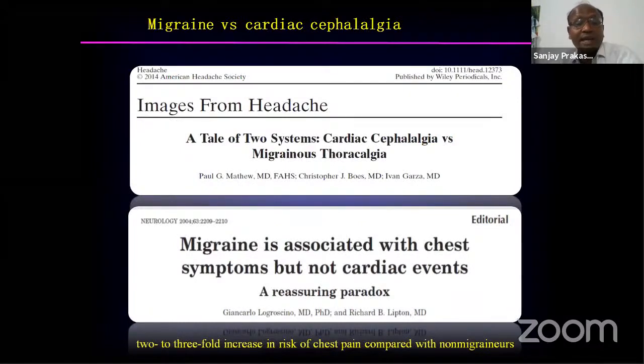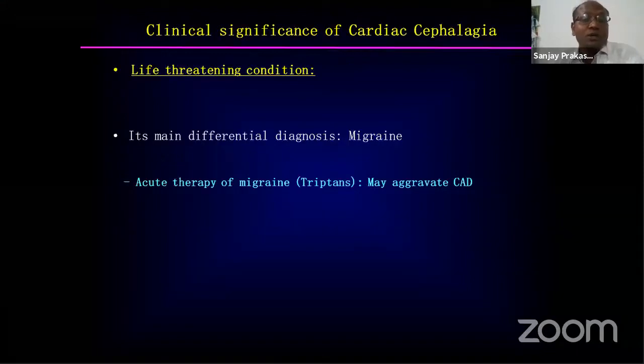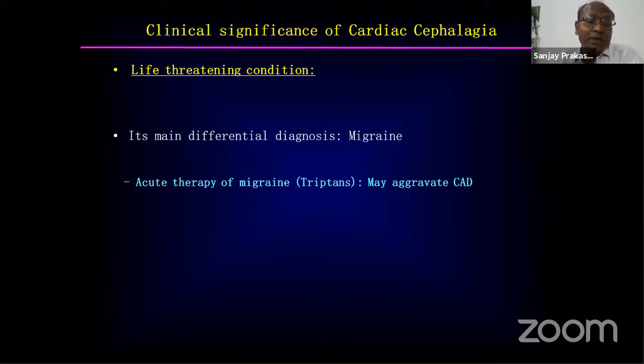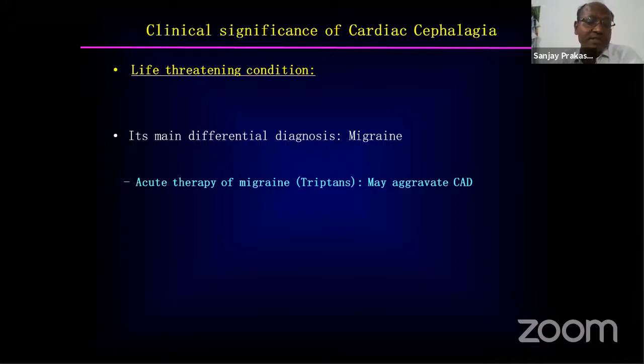And if you see the other side, a migraine patient may have chest pain, and here the headache will be more severe, and even the chest pain may be more severe. So migraine may cause chest-like symptoms that may mimic coronary artery syndromes. So diagnosis of cardiac cephalgia is very important because it's a life-threatening condition. Another important point here is that if you suspect migraine in a cardiac cephalgia patient, you may start a triptan, and triptan may aggravate the coronary artery disease. So it is very important to differentiate cardiac cephalgia from migraine, especially in the elderly patient.